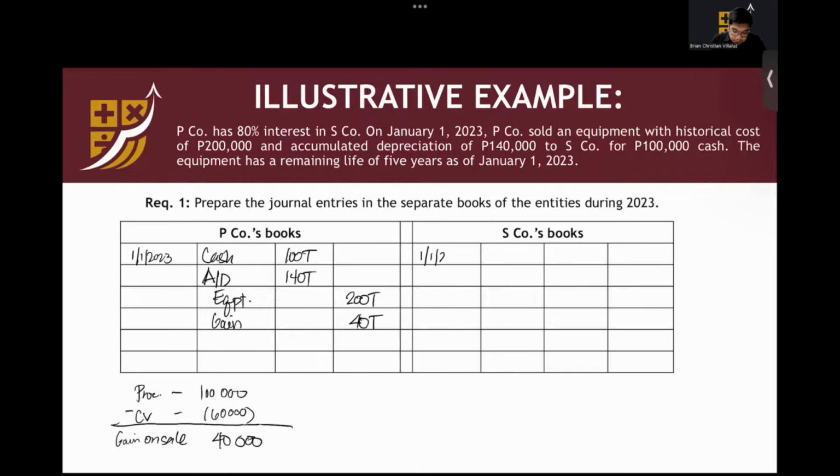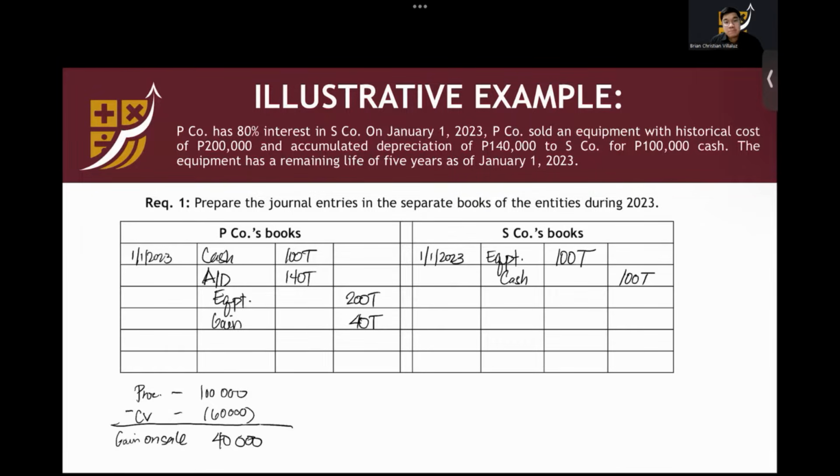So same date. The entry in the books of S company would be debit equipment equal to the amount paid, which is 100,000. And credit cash, 100,000. So, let's observe this, class. We see that the amount that became the initial cost of the equipment for S company is equal to the sales proceeds. Right?